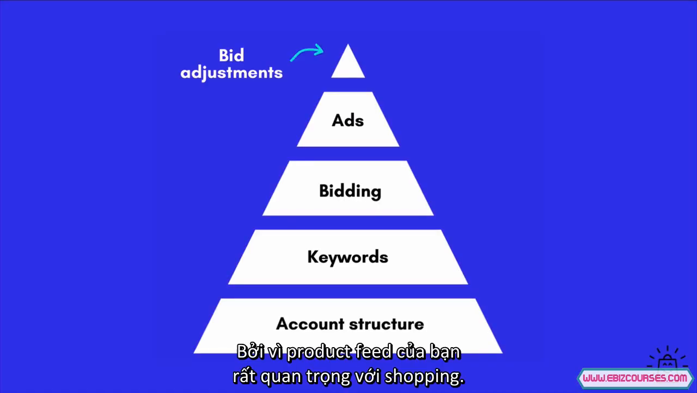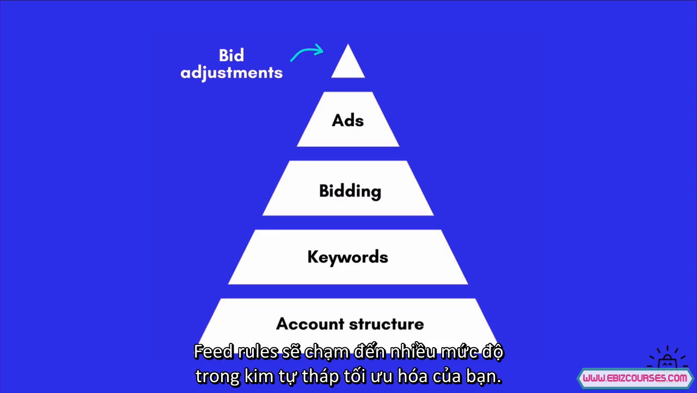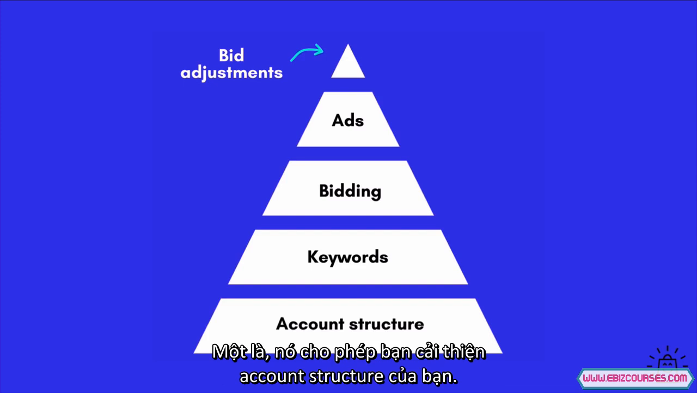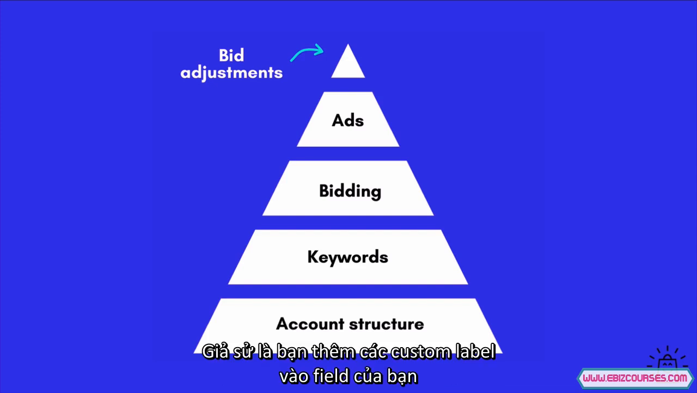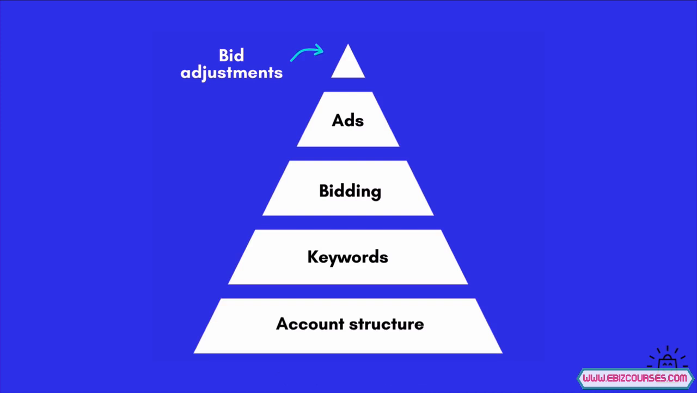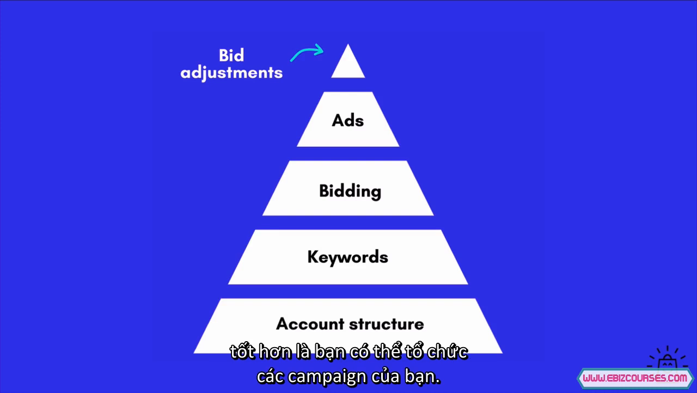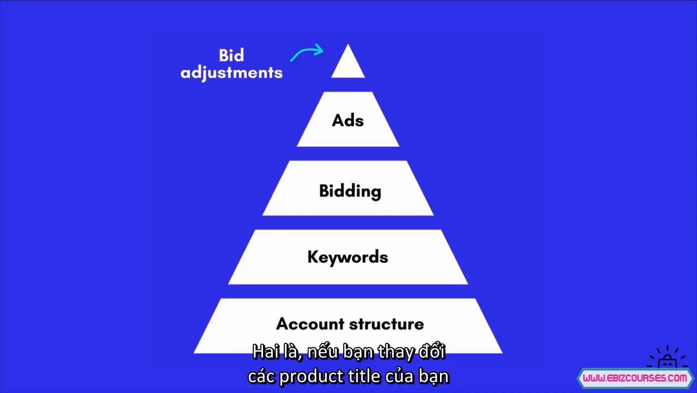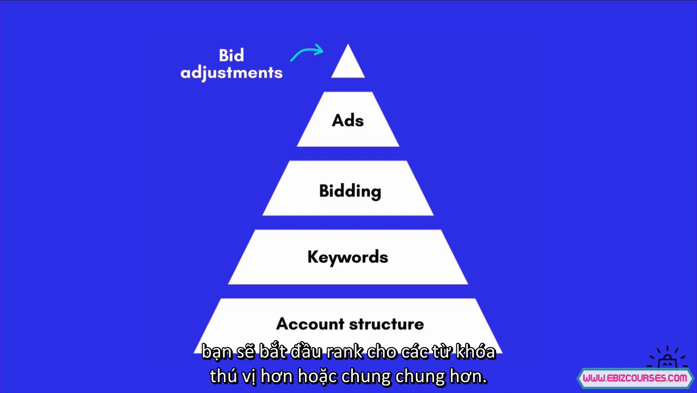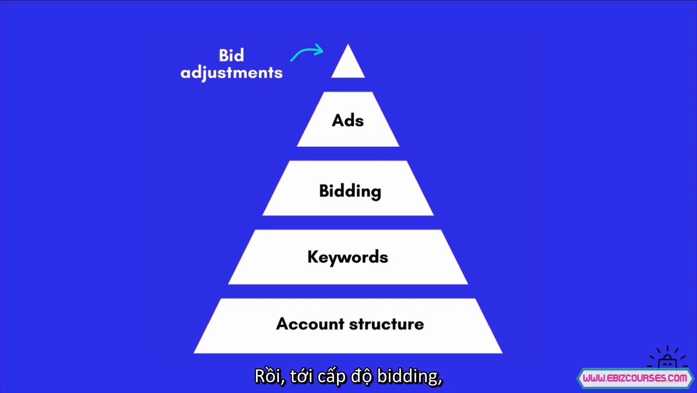Because your product feed is so central to shopping, feed rules will touch on multiple levels of your optimization pyramid. One, it allows you to improve your account structure. So let's say you add custom labels to your feed. Well, you're better able to organize your campaigns. Second, if you make changes to your product titles, you will start ranking for more interesting or more generic keywords. Then on the bidding level, if you have those custom labels in place, it allows you to set different bids based on the information in those custom labels.